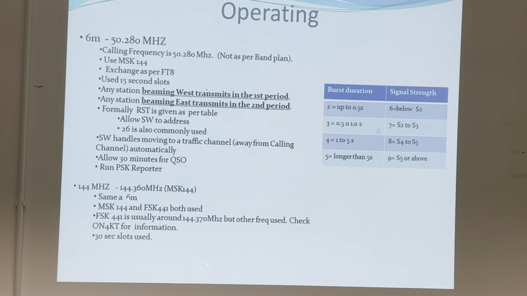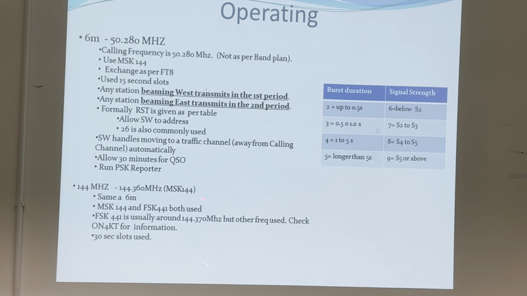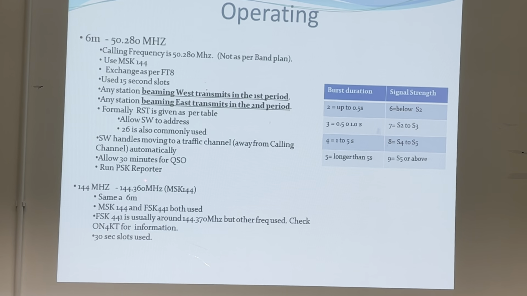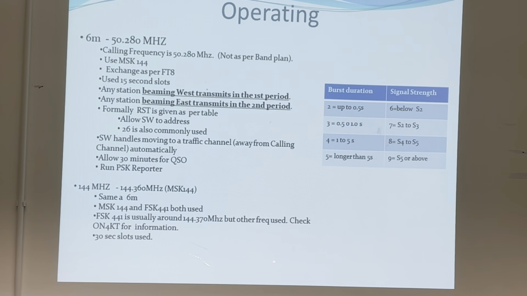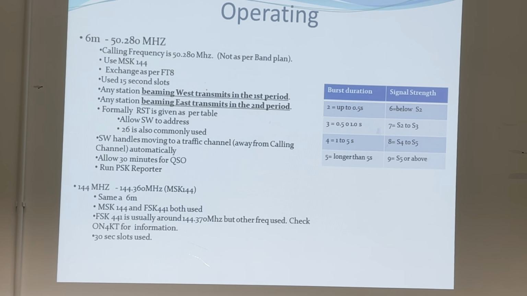So for 2 meters, it's 144.360 for MSK144. The little trick to know is if you're not sure of what frequency to use, if you go into PSK Reporter and click on the monitors on the band you think, and then click on those stations, you'll actually see what frequency they're on. So you know what the frequency is, and on MSK144 you'll see it's normally 360.